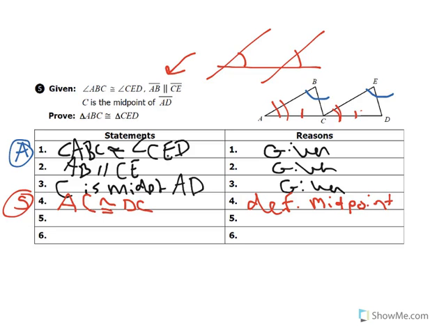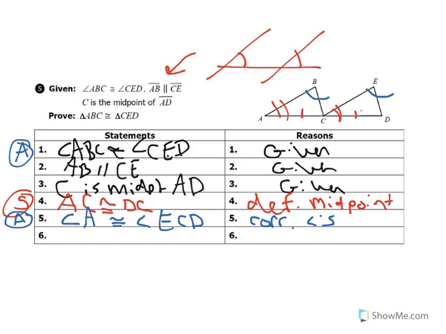So I'm going to say that angle A is congruent to angle ECD because of corresponding angles. And that gives me an angle.